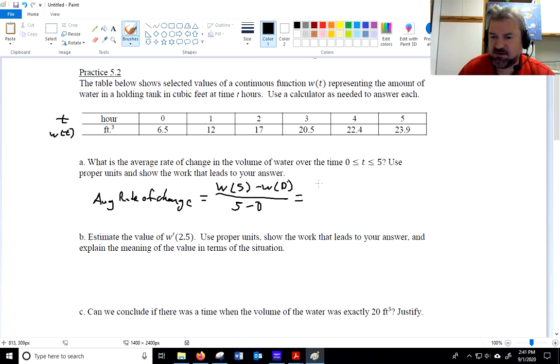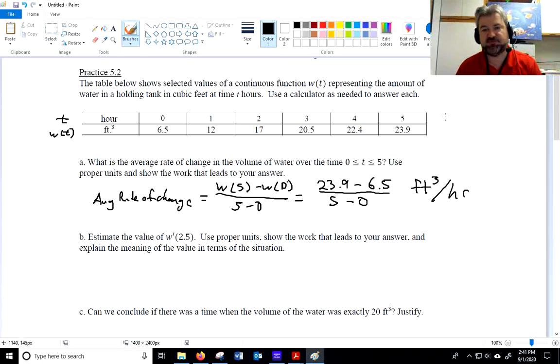Now, W of 5 is 23.9 minus W of 0, which is 6.5. And then the bottom is 5.5 minus 0. And the units are the y variable, in this case the W variable, cubic feet of water per hour. Okay, and that represents the amount of change in cubic feet per hour. Now you might be wondering, why didn't I get an answer?